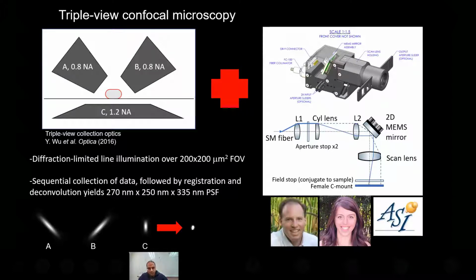And the advantage of doing this is that, as you may know, in any one view of a confocal microscope, the resolution is anisotropic. It's worse in Z than in XY. But if you could take data from all three views and combine the data using registration and joint deconvolution, you can get sub 300 nanometer resolution in XY and close to 300 nanometer resolution in Z. Another advantage of collecting from three sides is that if you image scattering specimens, confocal microscopy quickly degrades as you go further into the specimen.